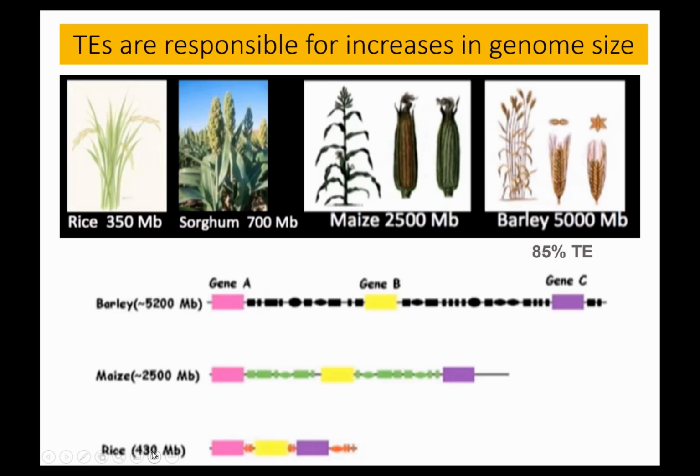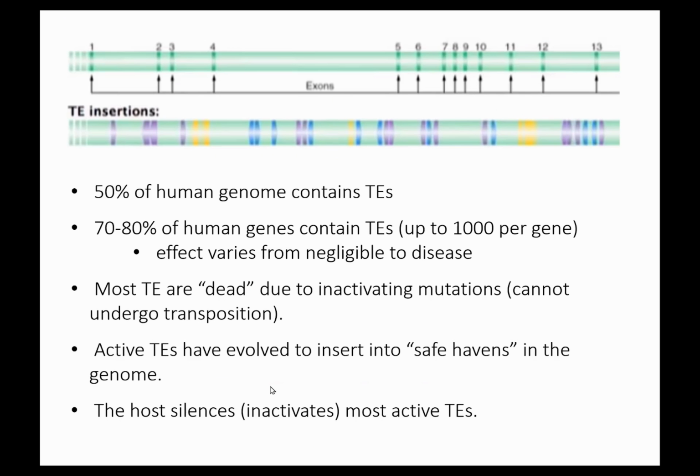Look at barley, maize, and rice. Same number of genes, just a cartoon picture showing 3 genes. Gene A, B, and C. A, B, and C, A, B, and C, all of them, but the genome size is different because of the number of transposable elements. And these TEs are very active in plants. They jump around. Guess what? We also have TEs. 50% of our human genome is made up of transposable elements. They're still there from evolutionary time.